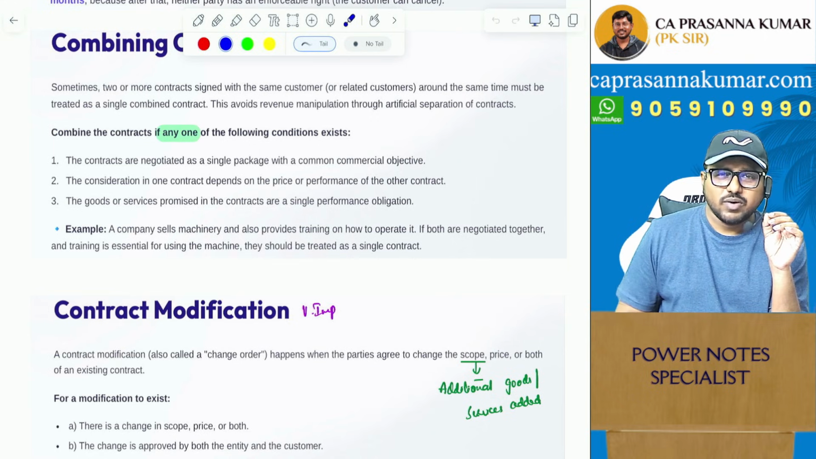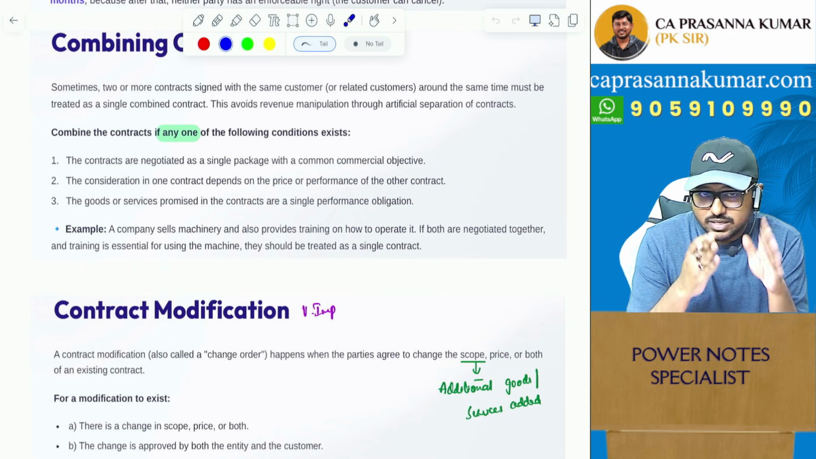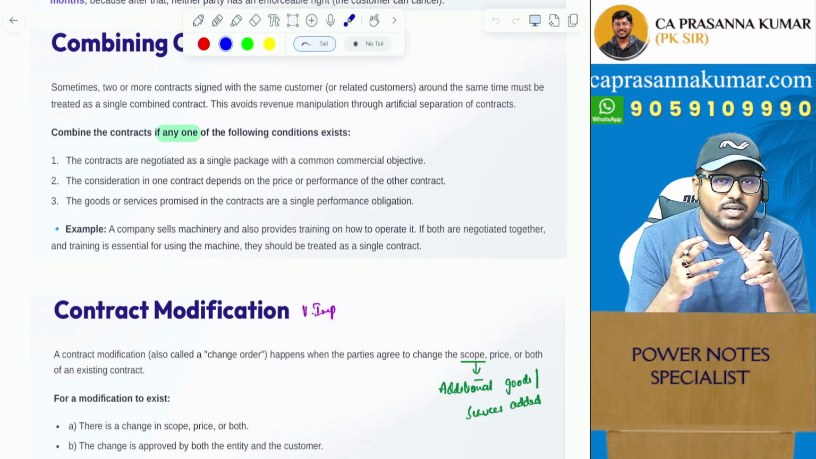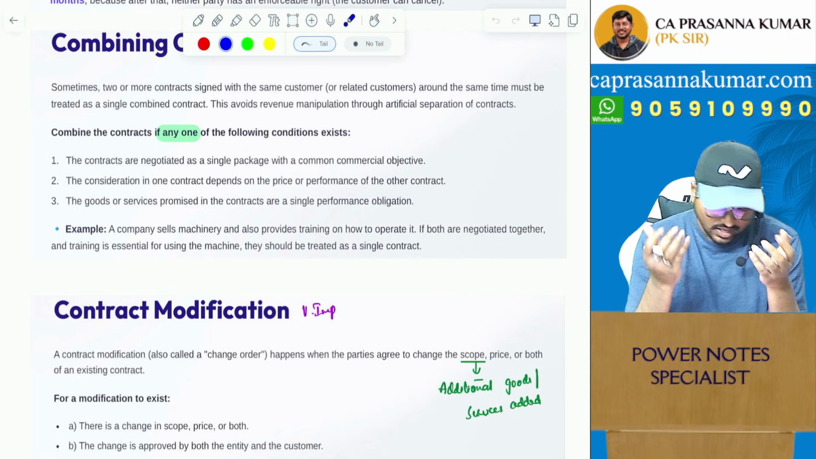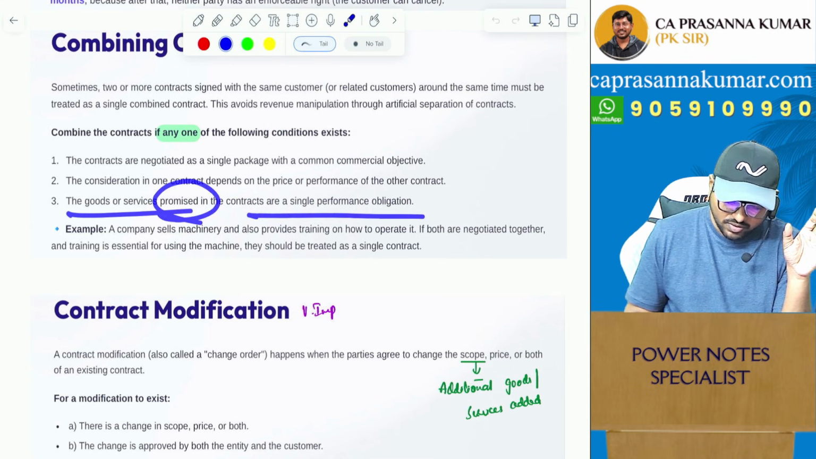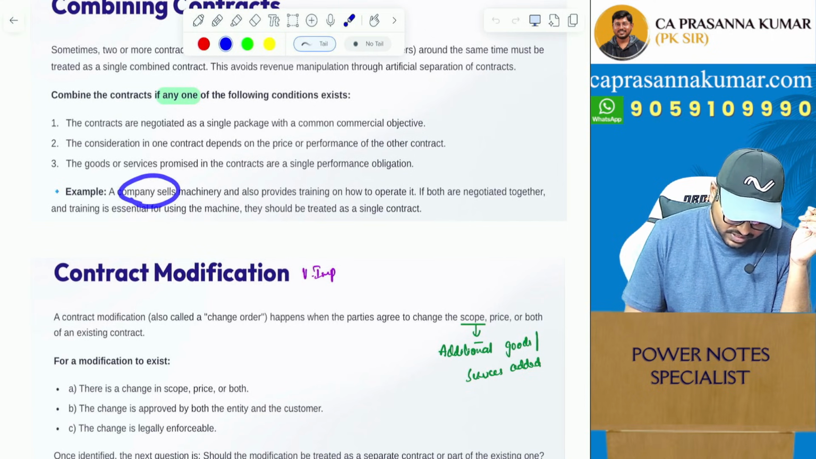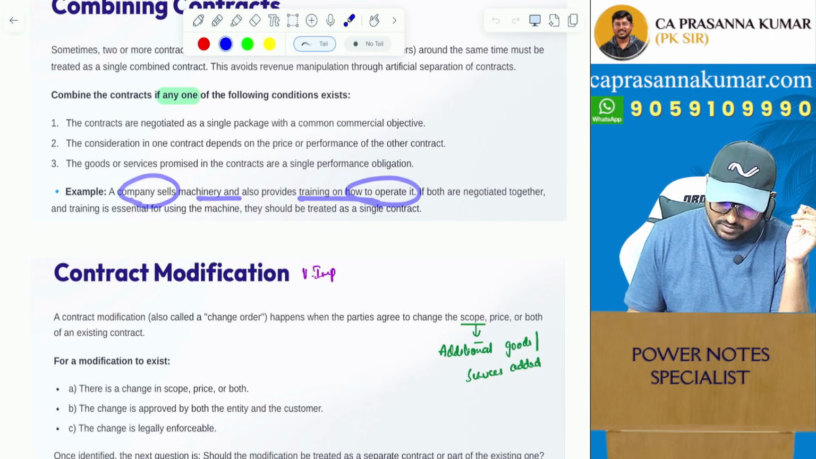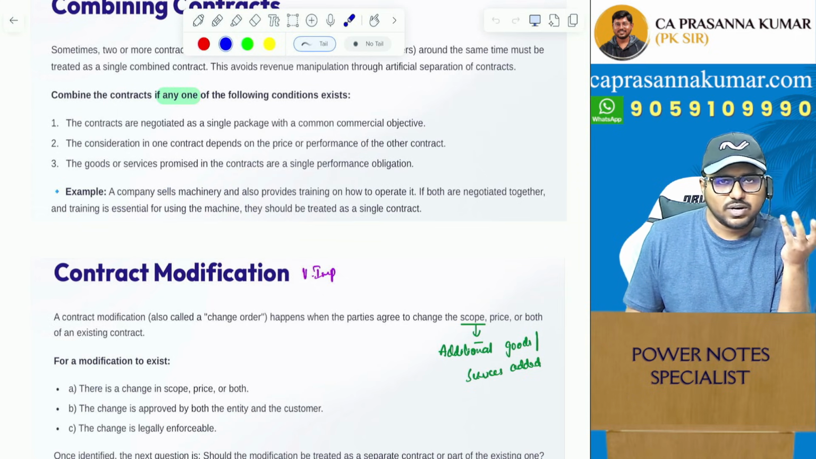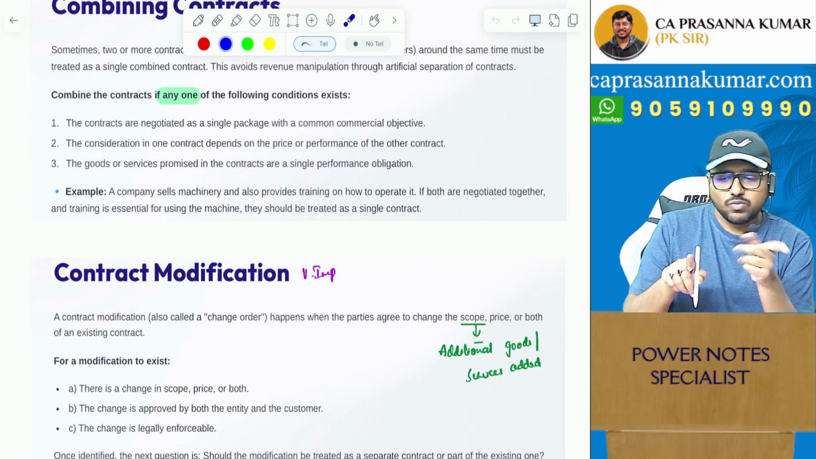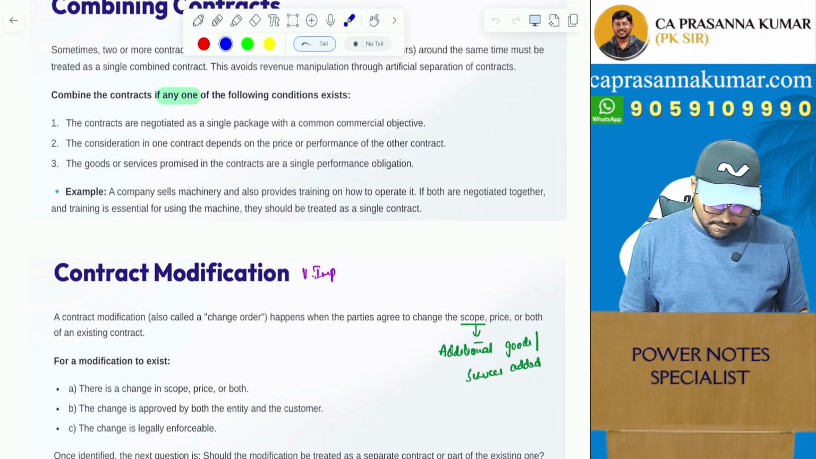Clear? Just try to remember the ERP package, which you negotiated as a single package in two separate contracts, and remember the builder and the parking place, that is the flat sale as well as the parking sale, right? One is dependent on the other. And one more point you need to see: goods or services promised in the contracts are a single performance obligation. You can see one more example over here. A company sells machinery and also provides training on how to operate it. If both are negotiated together and training is essential for using the machine, they should be treated as a single contract. Simple. So either both are negotiated together, or one is dependent on the other, or goods or services provided in the contracts are a single performance obligation. Got it? Then you will combine the contracts.